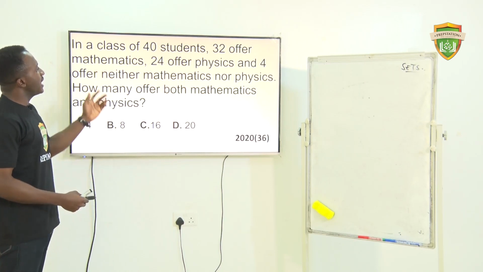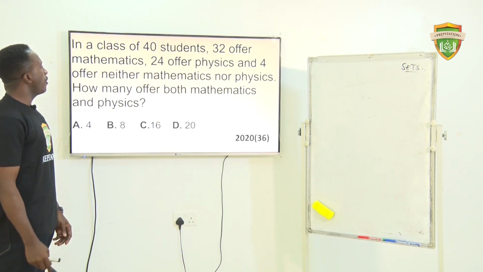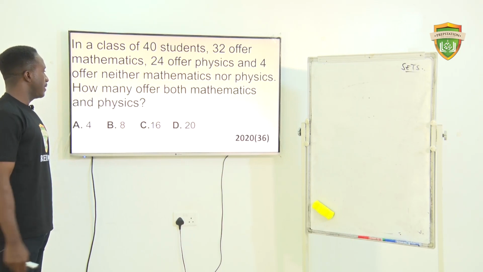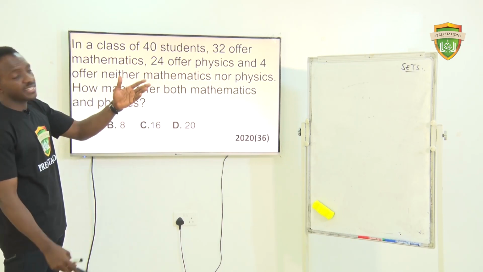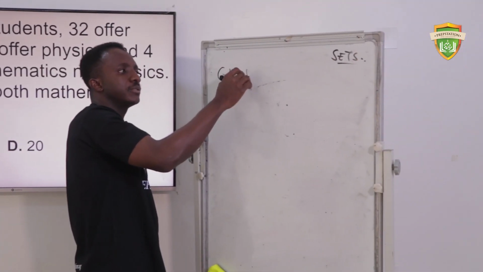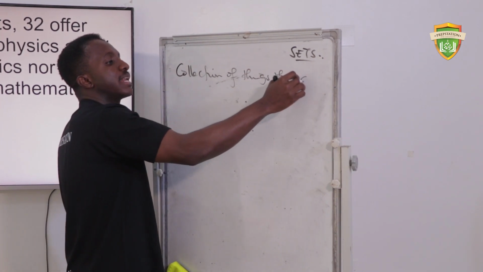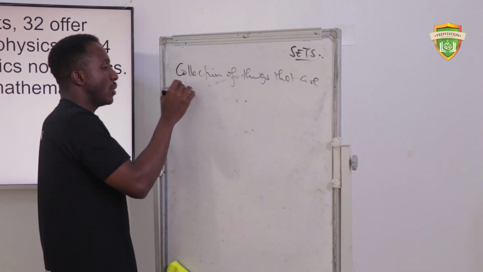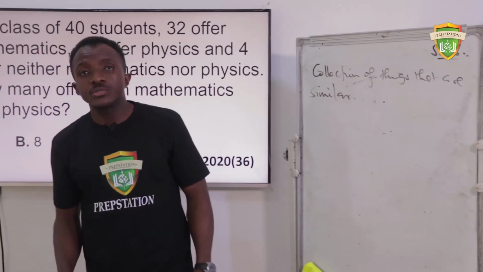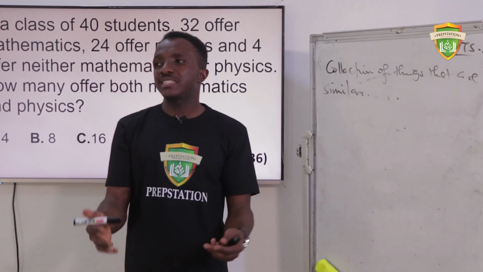Now this question: in a class of 40 students, 32 offer mathematics, 24 offer physics, and 4 offer neither mathematics nor physics. How many offer both mathematics and physics? Now this is a set question. A set is simply a collection of things that are similar. There is no mathematics exam where you'll be required to define sets, so just know that. It's a collection of things that are similar.